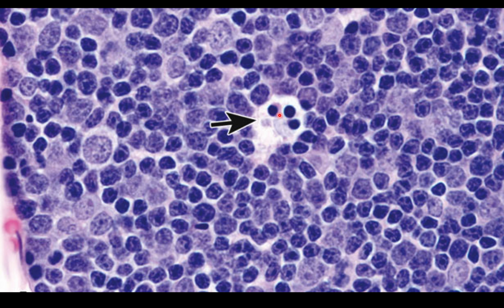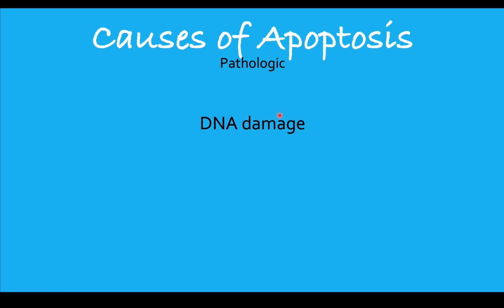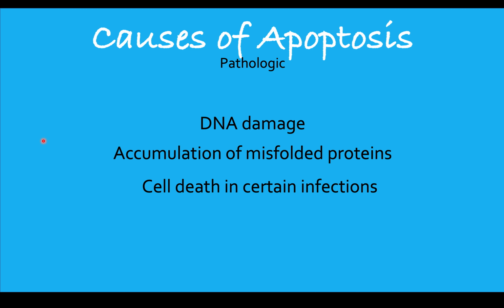Now, you can also get a pathologic cause of apoptosis, right? So one example of this would be DNA damage. So DNA damage is obviously going to be damaging to the cell. And like we mentioned in a previous lecture, we do have some mechanisms to fix DNA damage, but only to a certain point. So if it gets so bad that the cell has to be killed, it's going to undergo apoptosis. And another example would be accumulation of misfolded proteins. That's kind of similar to the DNA damage, and then cell death in certain infections. So this is particularly viral infections like HIV or something like viral hepatitis that can cause cell death.